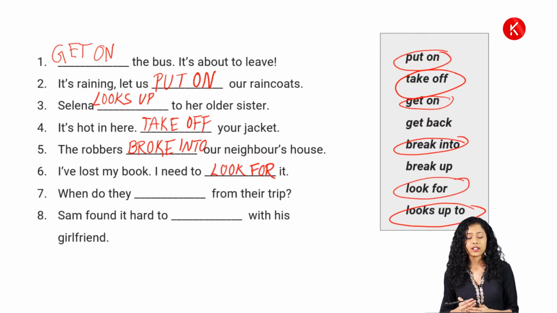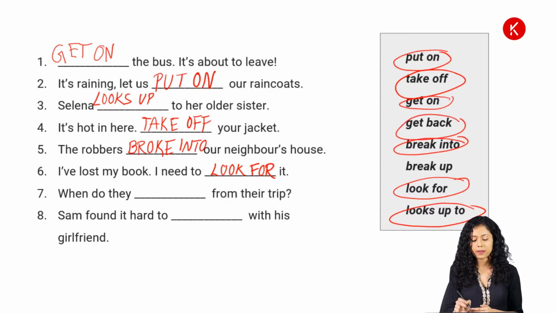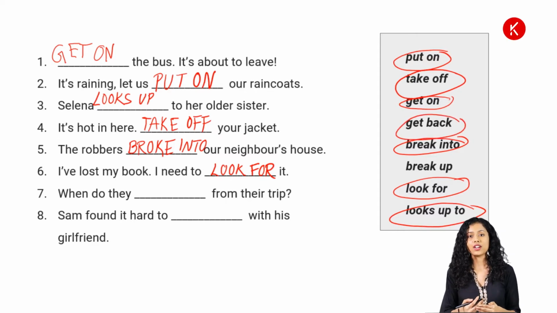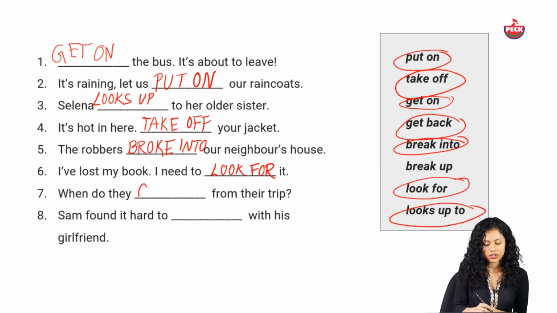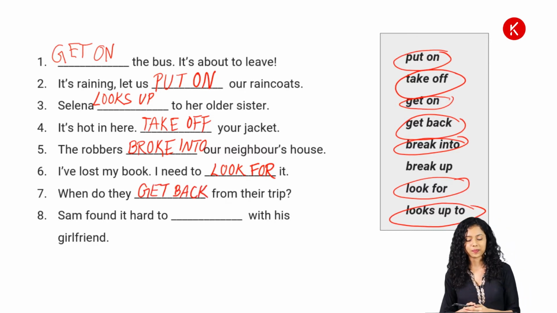When do they blank from their trip? So when do they return from their trip? Here you would use the phrasal verb get back, because get back means to return. So when do they get back from their trip?